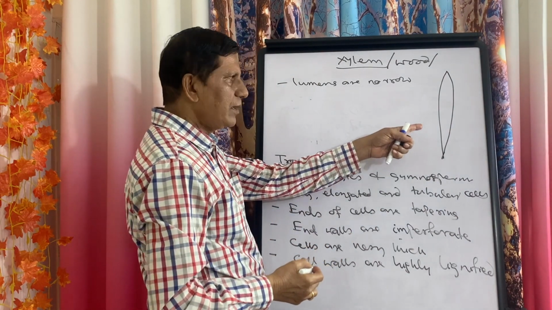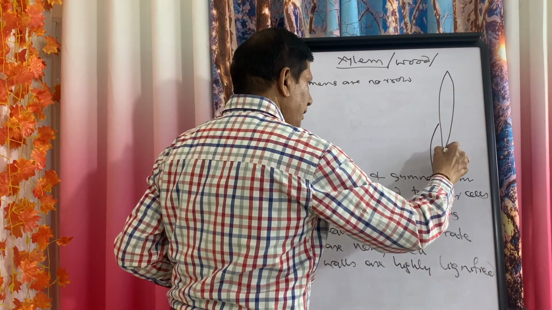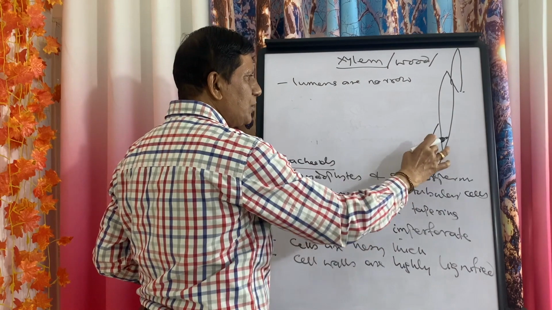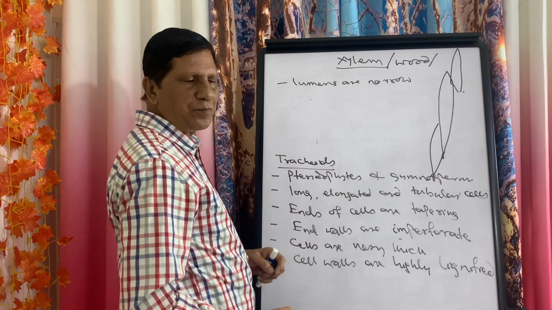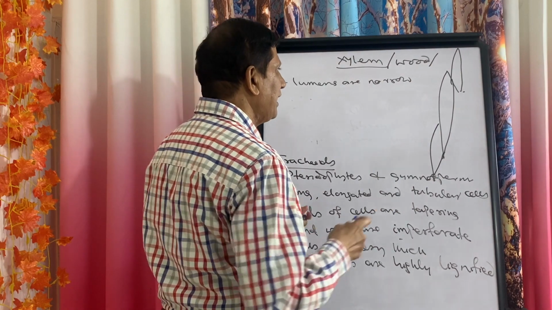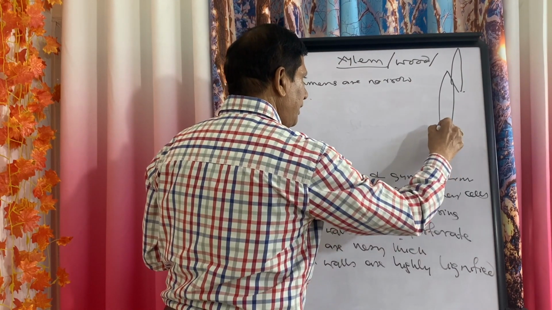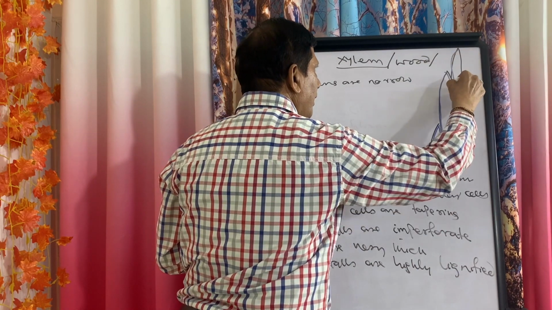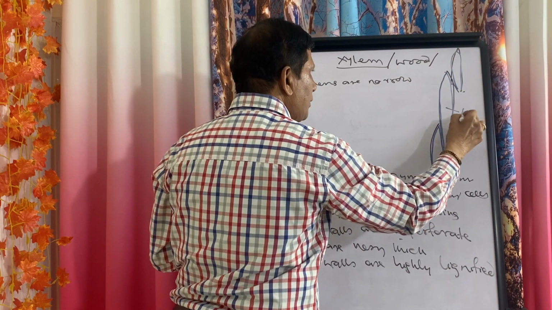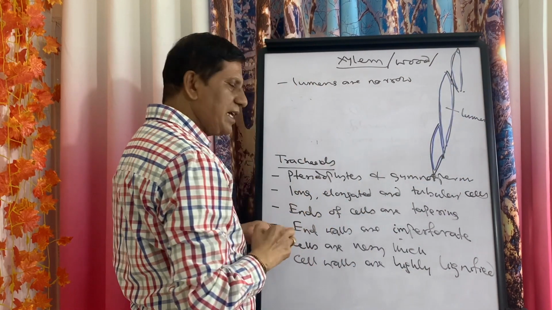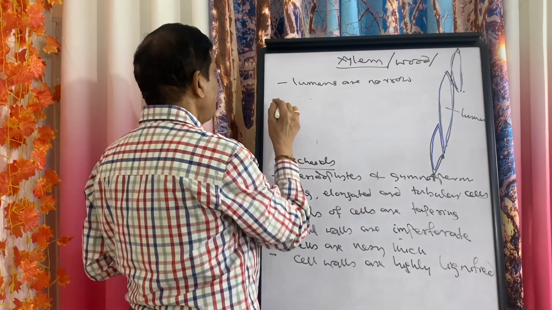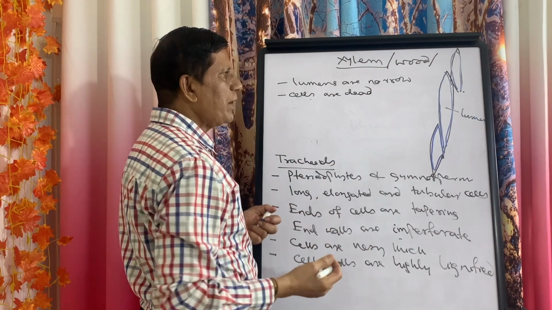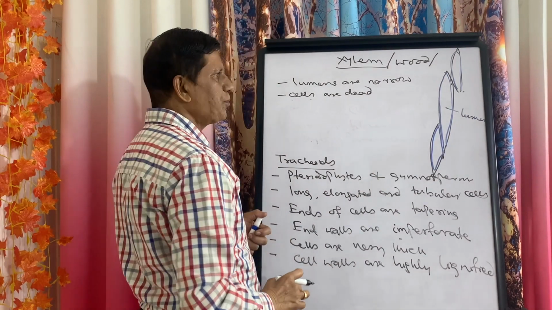So this is one tracheidal cell. Suppose another will be there, it will be like this. Then another may be like this. These are the cells, and there is no direct perforation between them. The cell walls are very thick and lignified. And the inner space is known as lumen, because these cells are dead and there is no protoplasm. That is why the space is known as lumen.